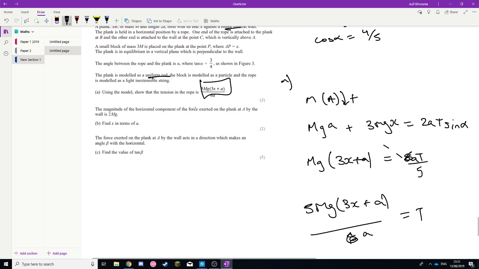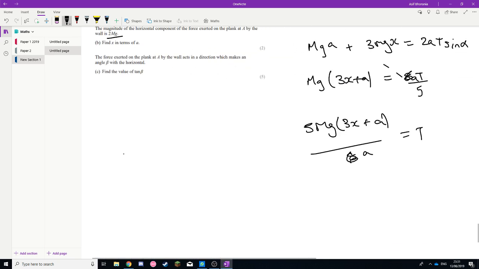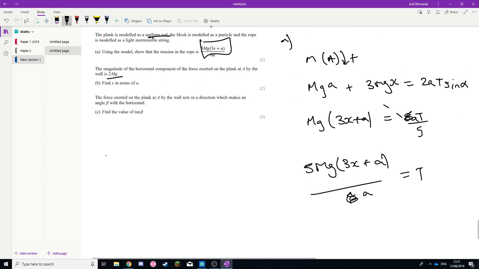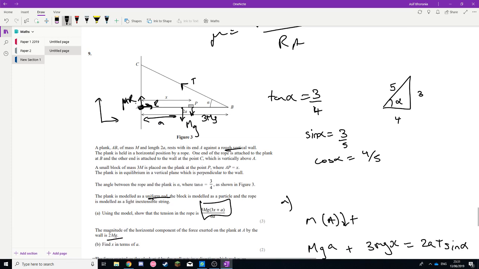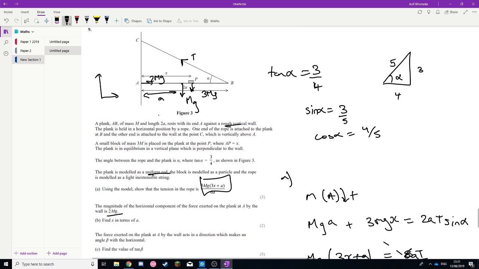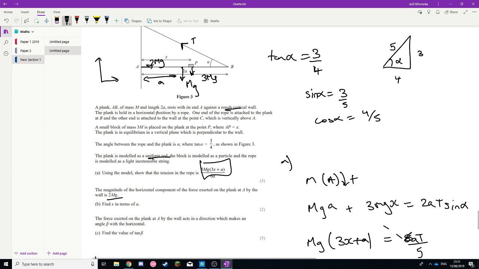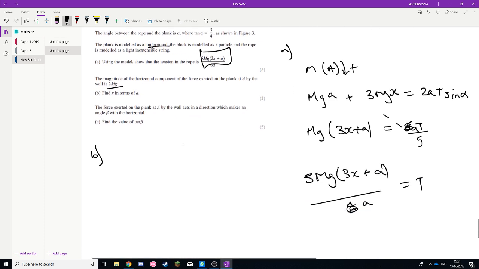The magnitude of the horizontal component of the force exerted on the plank at A by the wall is 2mg. Oh, that's given to you. Do I now have to do F equals ma? No. At A by the wall is 2mg. Find x in terms of a. Yeah, my bad. Yeah, do F equals ma.